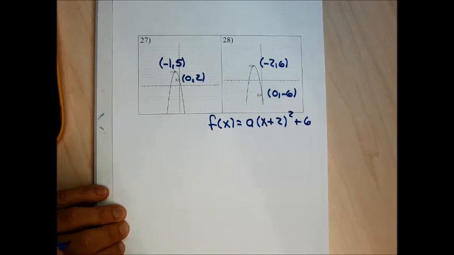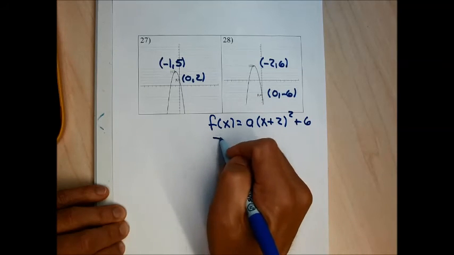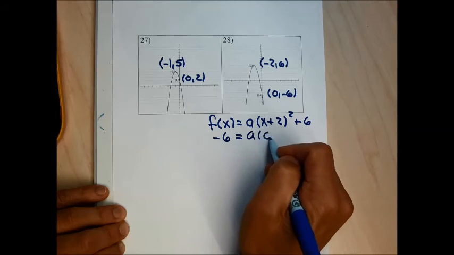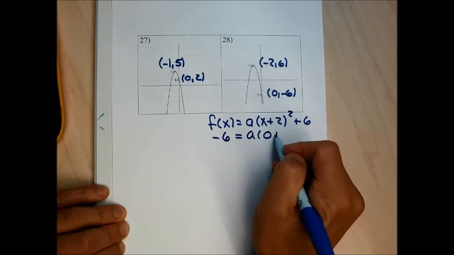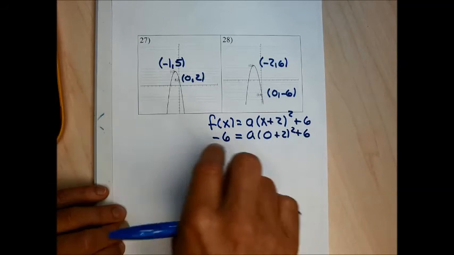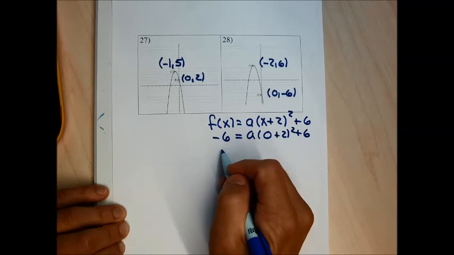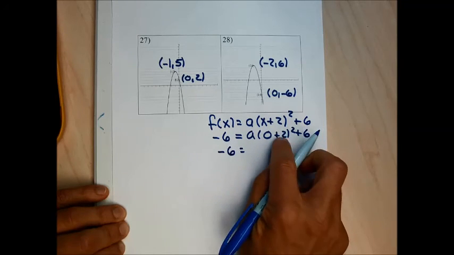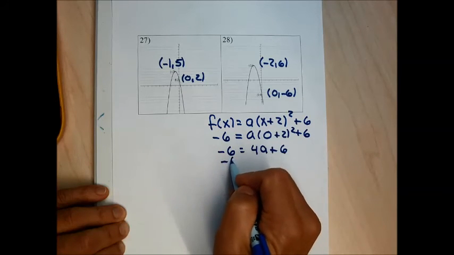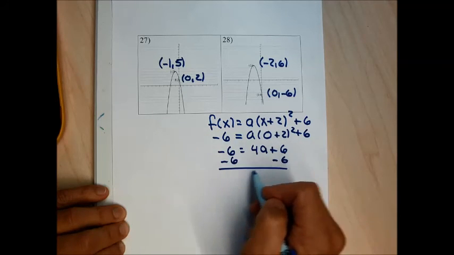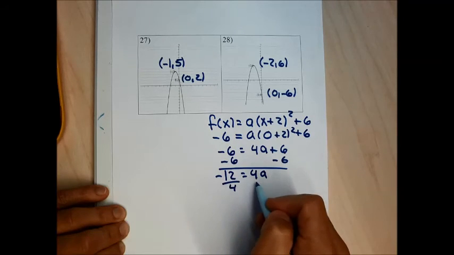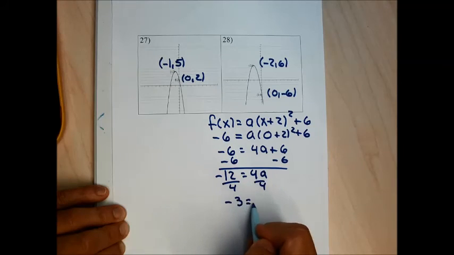And now I'm going to figure out what number goes in front of the parentheses by putting a -6 in for the f of x, and I'm going to plug a 0 in for the x, taking that extra point and splitting it up between the f of x and the x. This is going to give me -6 equals 4a plus 6. I'm going to minus 6 from both sides and get -12 equals 4a. And then I'm going to divide both sides by 4 and get -3 equals a.